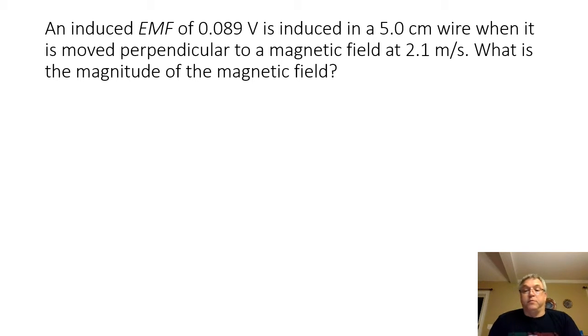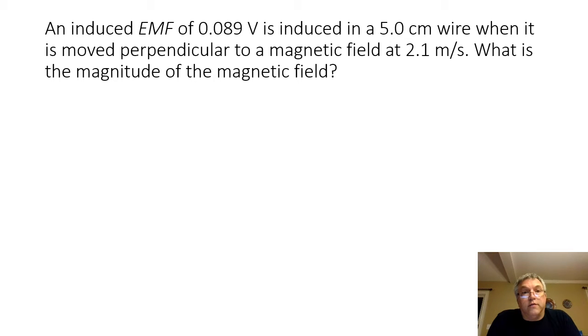All right, let's take a look at the problem. We are told that we have an induced EMF of 0.089 volts, and it is induced in a 5.0 centimeter wire when it is moved perpendicular to a magnetic field at 2.1 meters per second. What is the magnitude of the magnetic field?